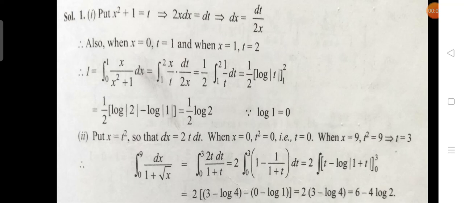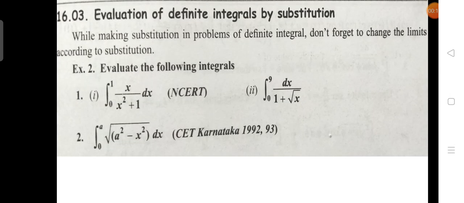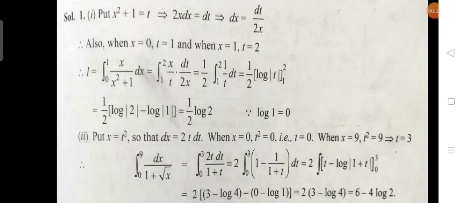This is how you have to do the problems. The second question is also given. In the second question, x is taken as x equals t square, and dx is 2t dt. The question is the integral from 0 to 9 of 1 dx divided by 1 plus root x.